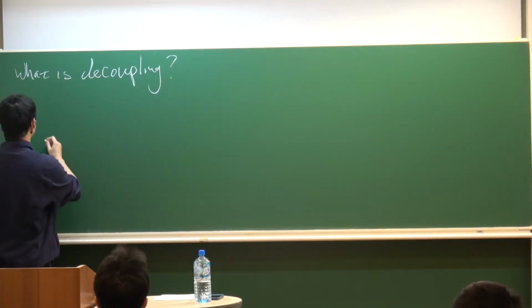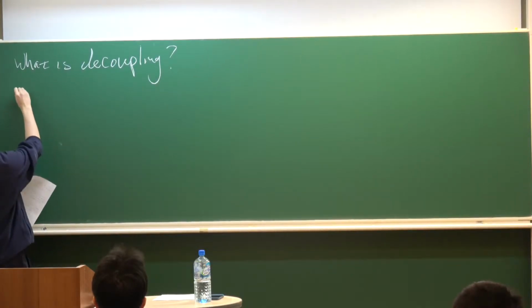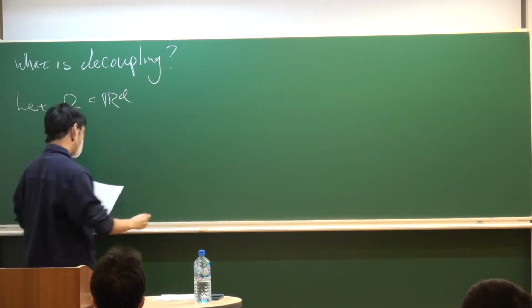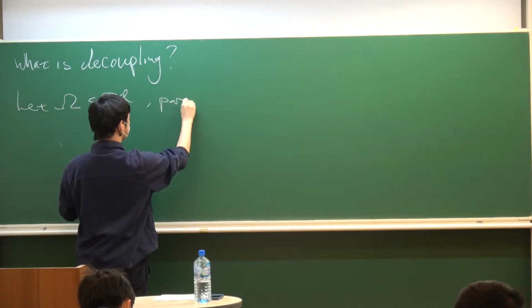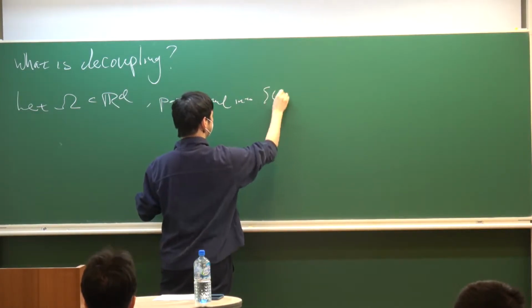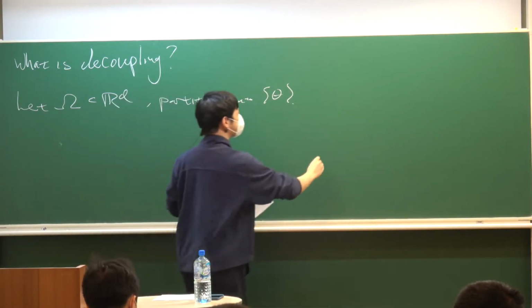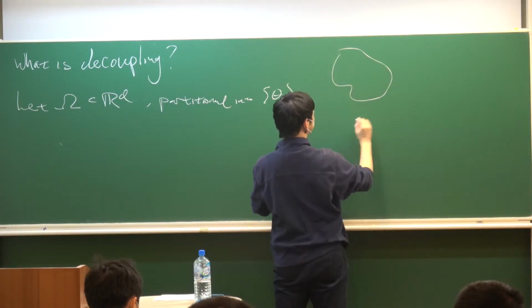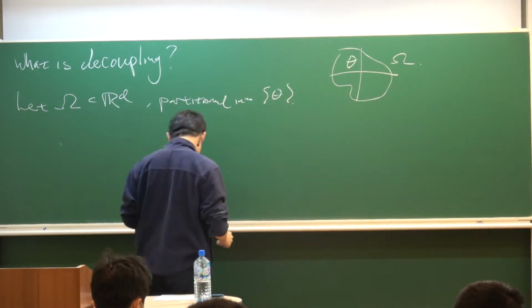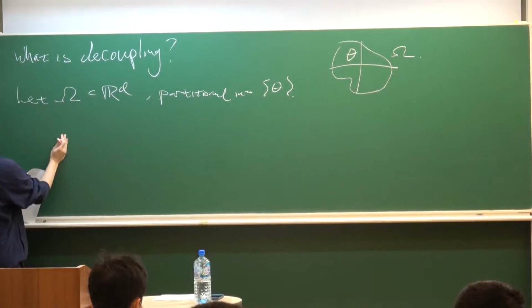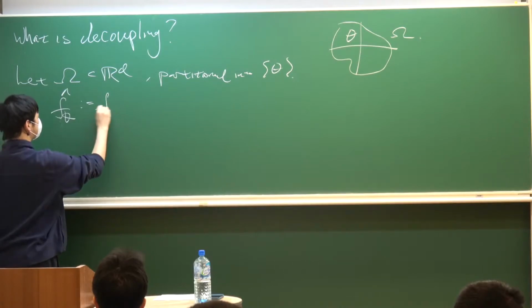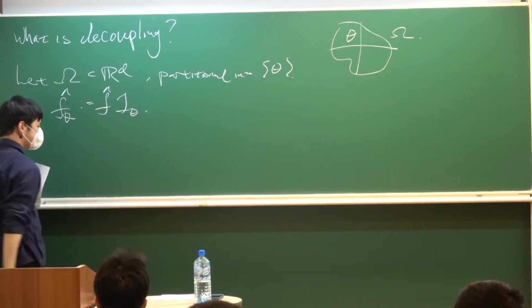Okay. So let's first talk in more general terms. We're going to let omega be a region in R^d, and we're going to partition it into a collection theta. So stereotypically, it's some blob here, omega, and we cut it up into regions theta. And we're going to define on the Fourier side f theta hat to be f hat times the indicator function of theta.